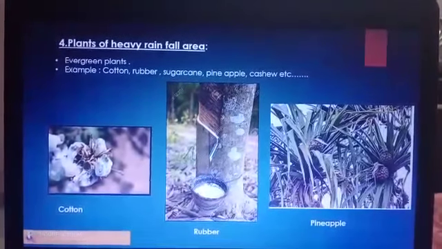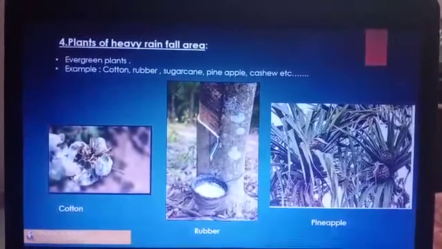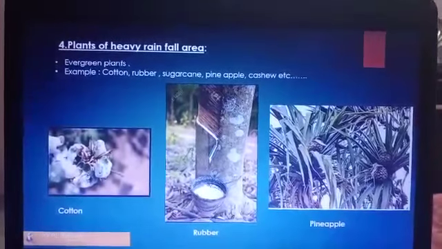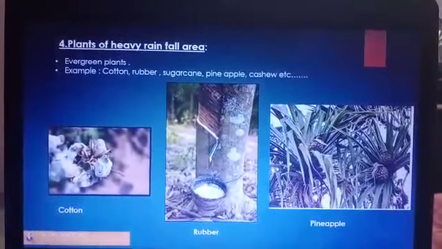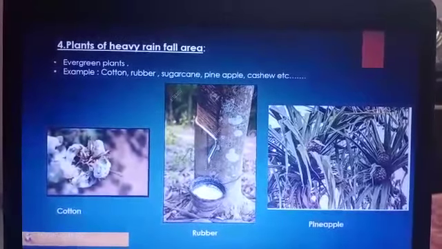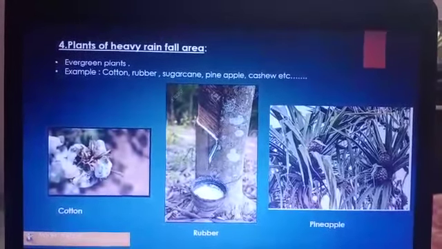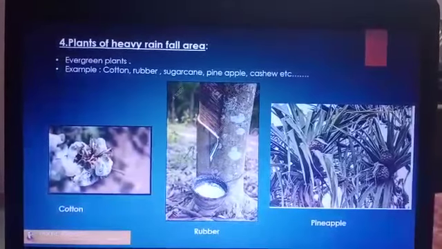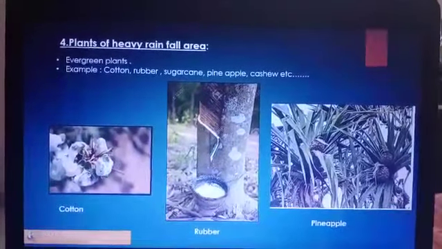Next is plants of heavy rainfall area. Now, we call these plants evergreen plants as they do not shed their leaves. Coconut, rubber, pineapple, cashew, sugarcane. These are the examples of heavy rainfall area plants.